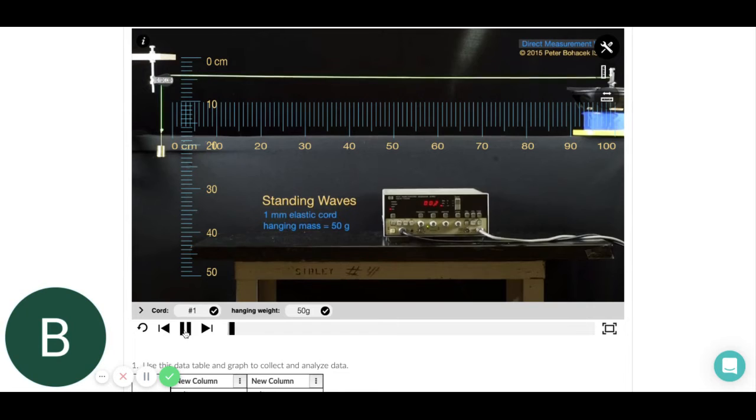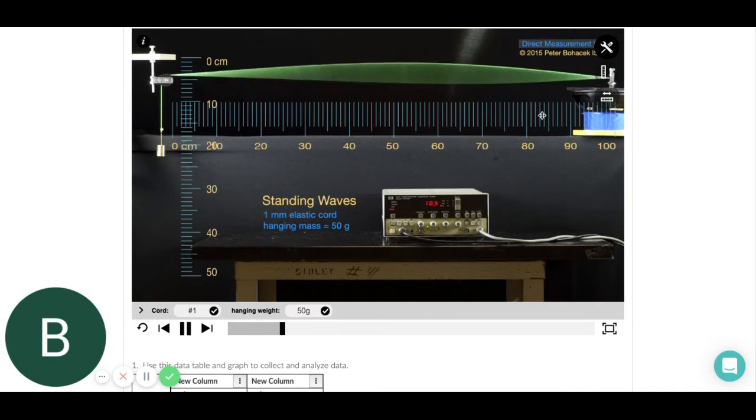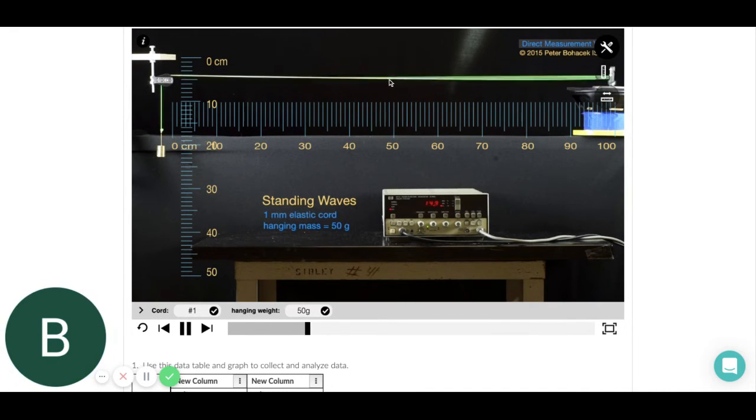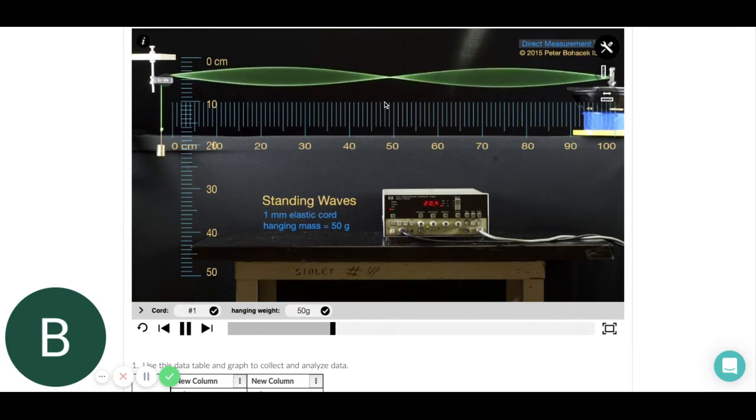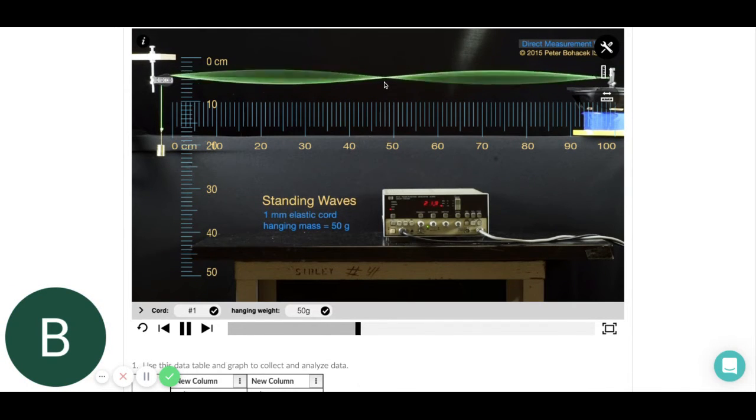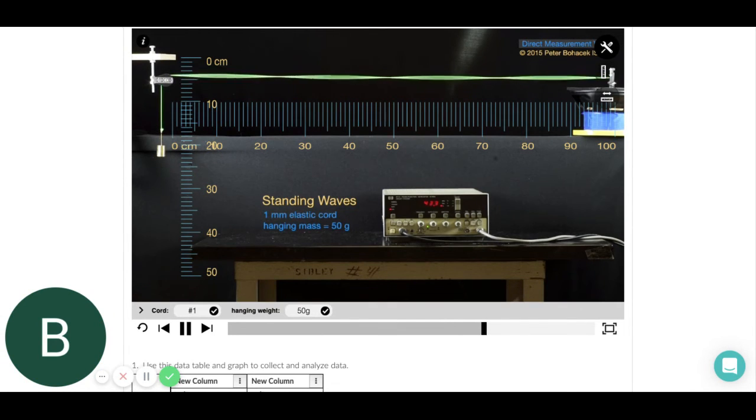I'm just going to click play. All right, and what you can see is that's the frequency reading. At around 10 hertz, we got our first harmonic. At around 20 hertz, we got our second harmonic. At around 30, we got third harmonic. 40 is the fourth harmonic. 50 is the fifth harmonic. And 60 is around the sixth harmonic.